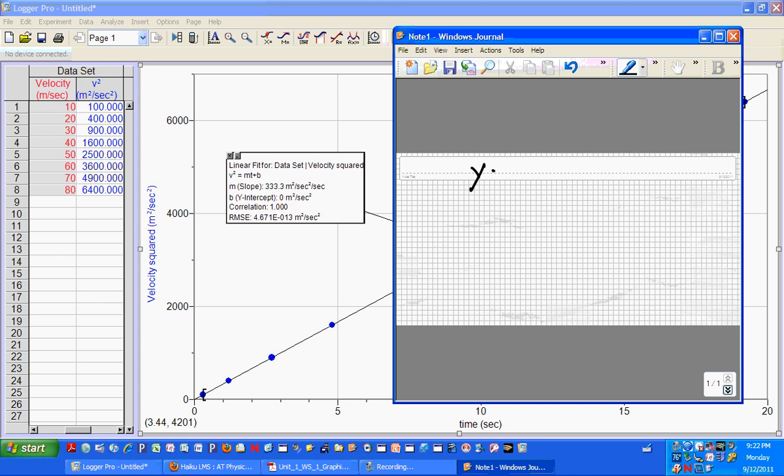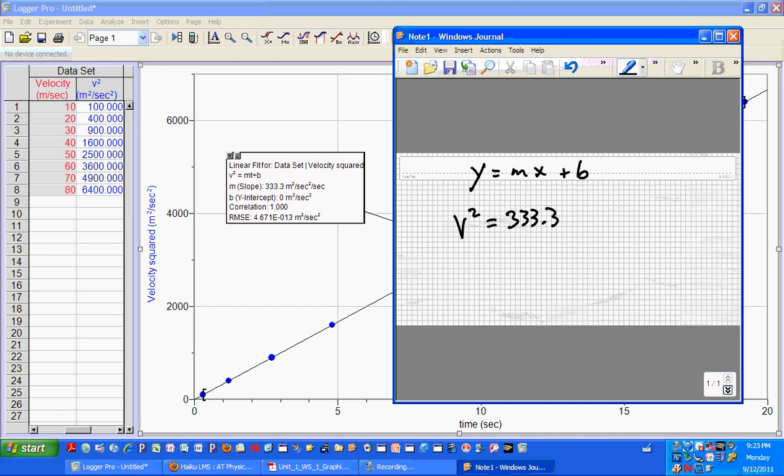It's going to be in y equals mx plus b form, but instead of y, I'm going to take what I graphed on my y-axis to get that straight line, and that would be velocity squared. So that's going to be the short name, which is going to be v squared, equal to the slope, which is going to be 333.3. I've got meters squared per second squared per second.